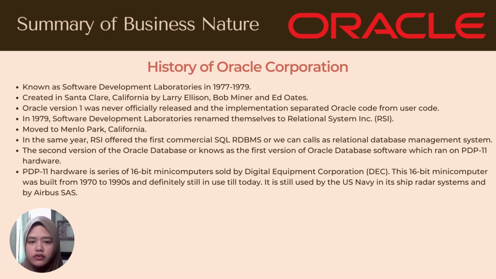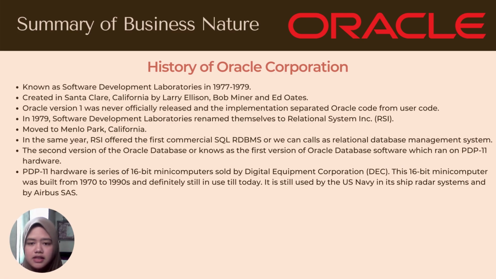The first version of Oracle was never officially released, and the implementation separated Oracle code from user code. In 1979, this company was renamed from Software Development Laboratories to Relational Systems Inc., or RSI. After that, they moved to Menlo Park, California. The next year, RSI released the first commercial SQL RDBMS, also known as Relational Database Management System.